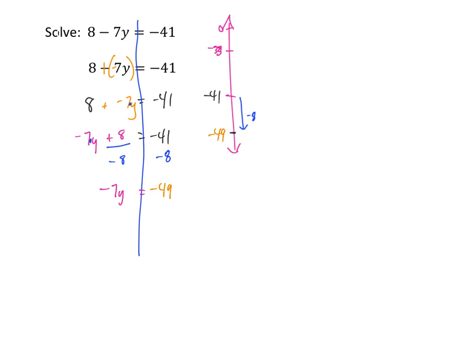And then I'm going to divide both sides by negative 7. Because that's going to give me y, 1y. And a negative divided by a negative is a positive, and 49 divided by 7 is 7.